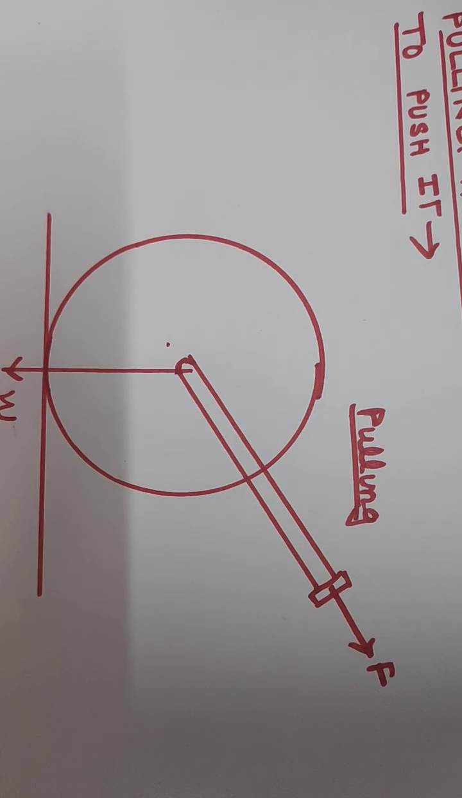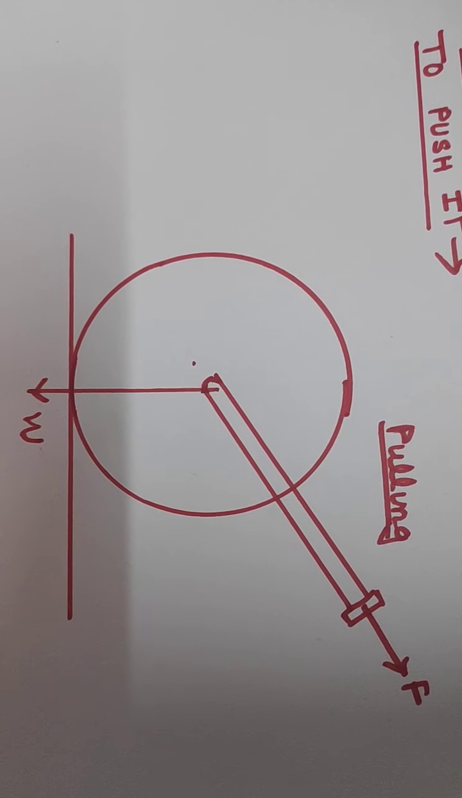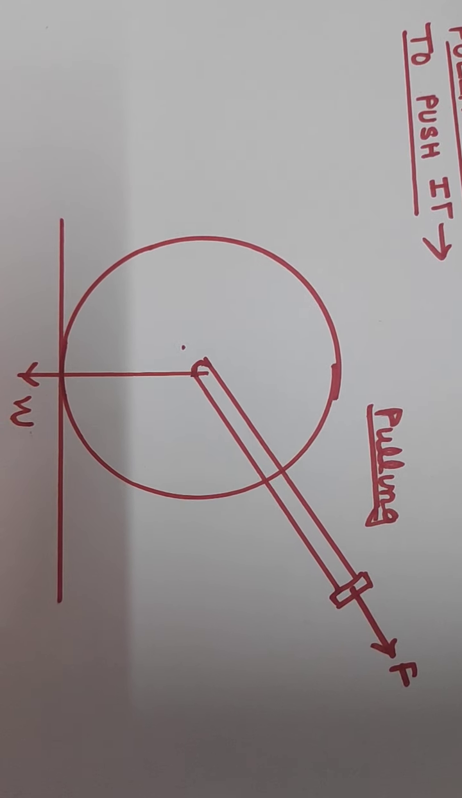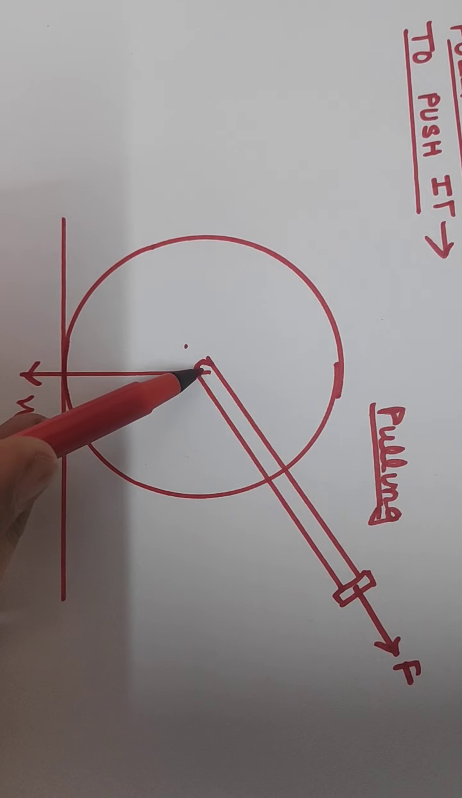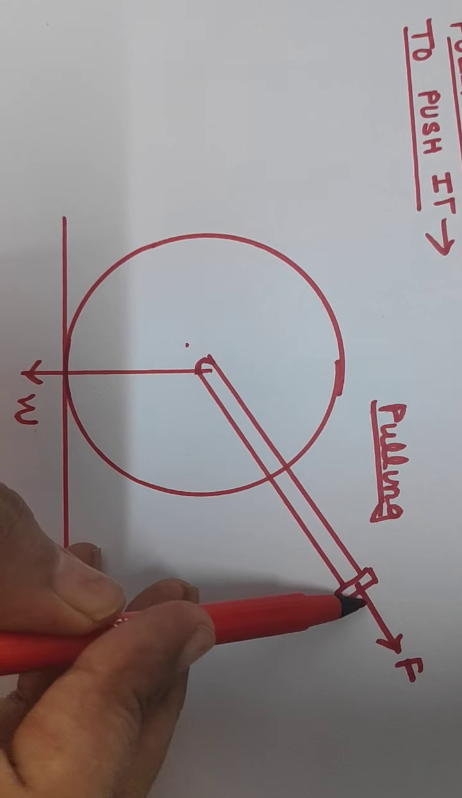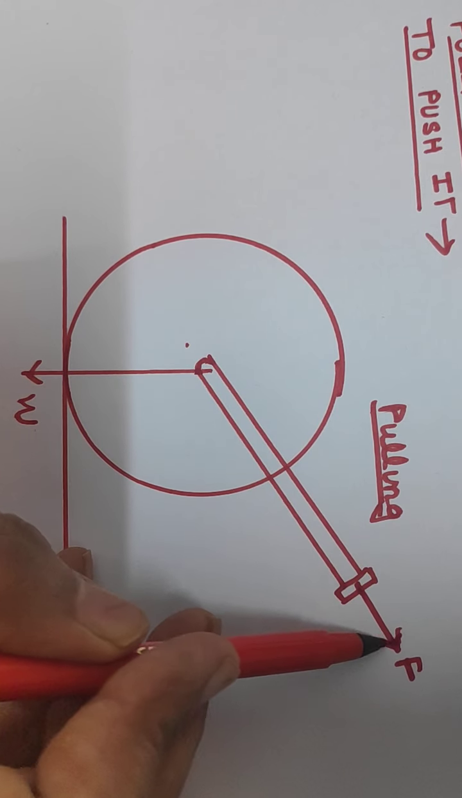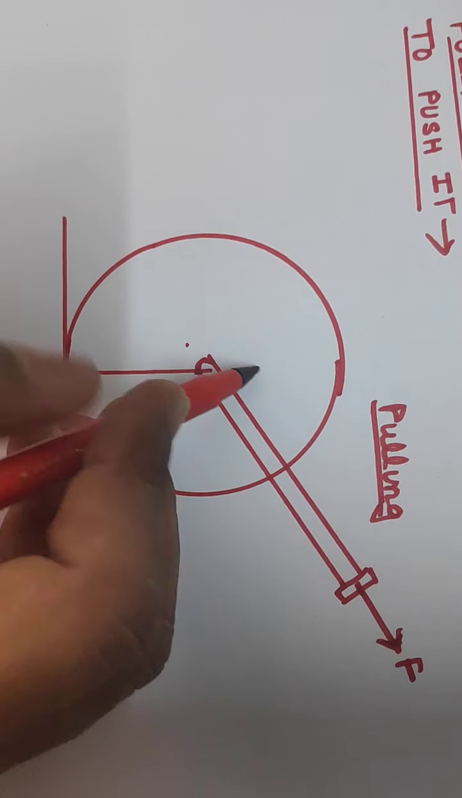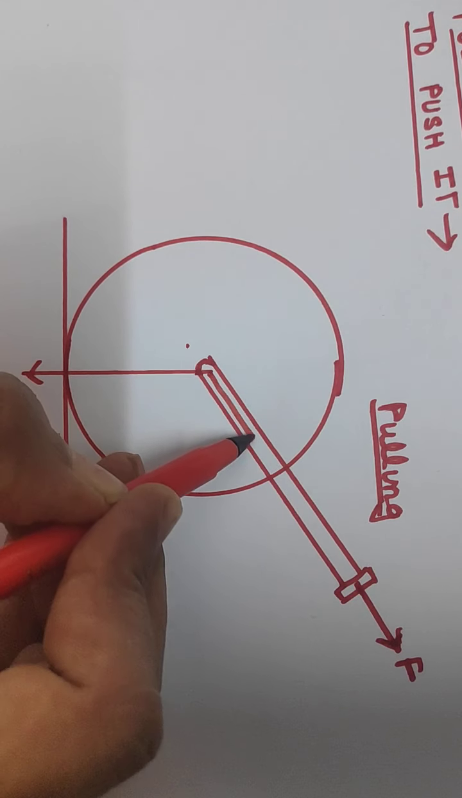Okay, so scientifically we have to prove. We know that pulling is easier, but by the logic of physics, we have to prove this. So you see this, in this the weight of this wheel is vertically downward, and force is applying in the outward direction because this is pulling. So in this case we can say that the direction of force is this.